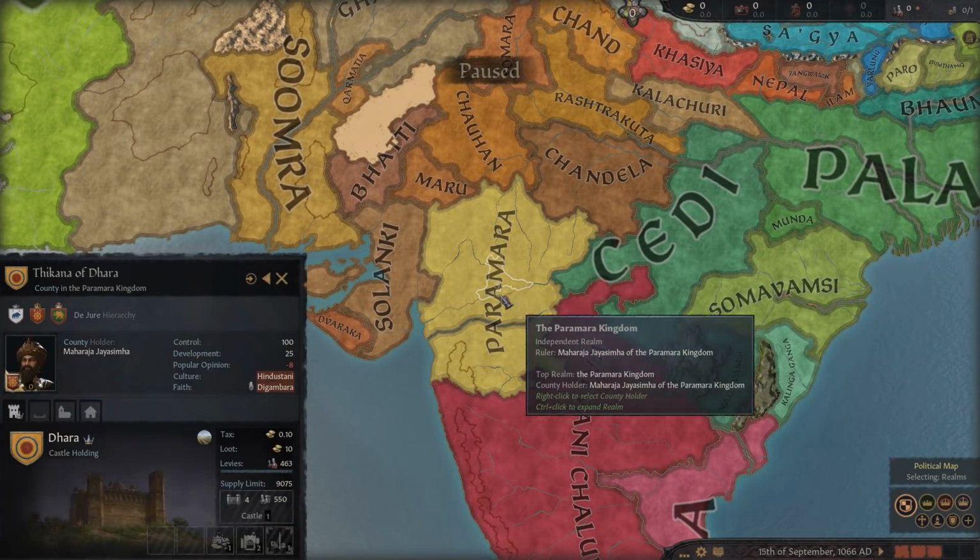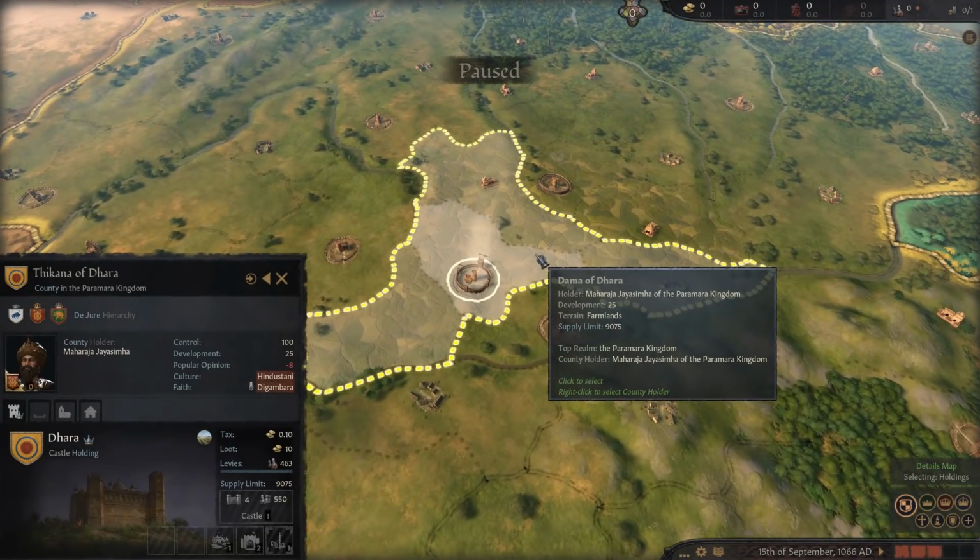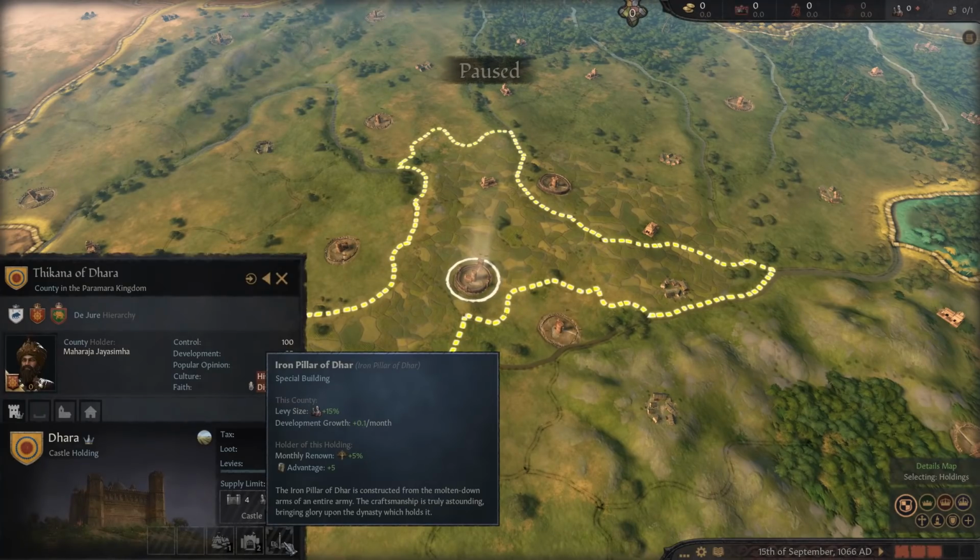Well, we are back in India, in the county of Dara. And here we have a special, unique historical building that is always constructed in 1066, not 867. You just need to pay to build it. The Iron Pillar of Dhar is constructed from the molten down arms of an entire army. It's kind of cool. The craftsmanship is truly astounding, bringing glory upon the dynasty which holds it.